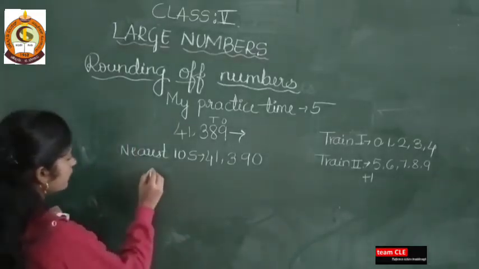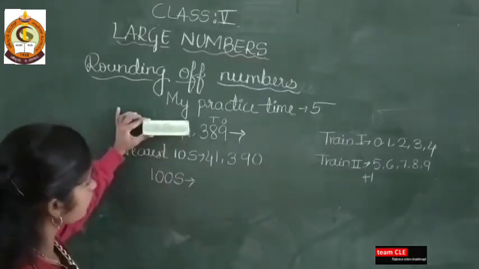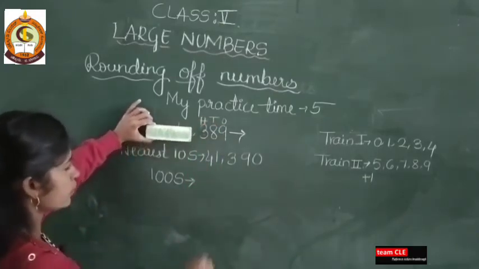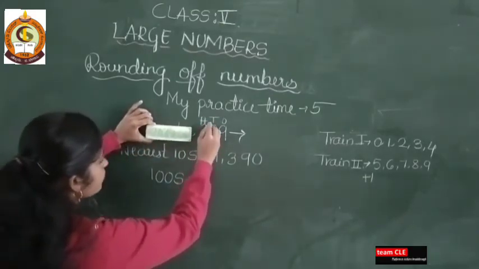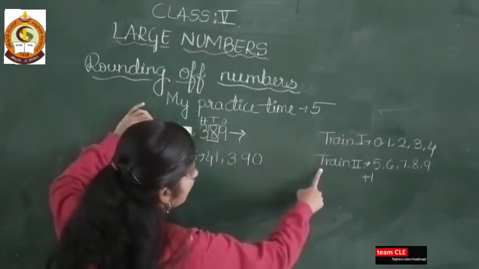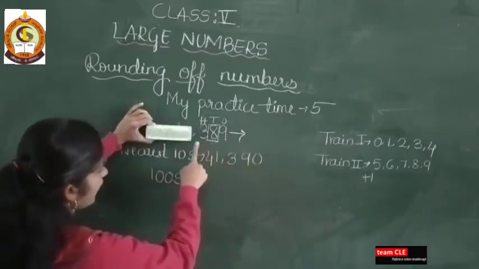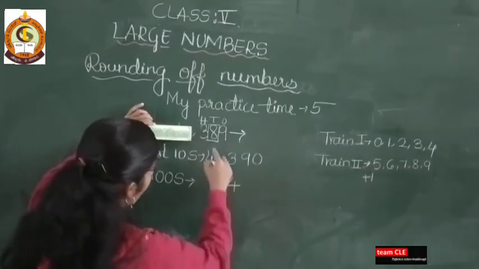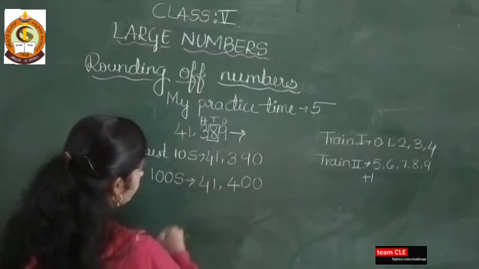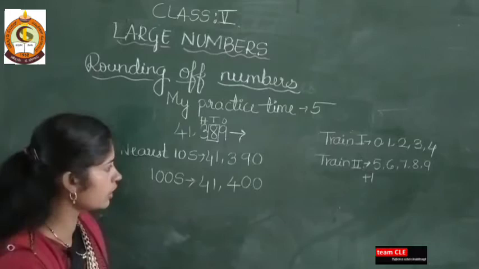Then again, nearest to hundreds. So here you have to see this. If you are rounding off to hundreds, you have to see the tens place. So see, 8 is there, in train number 1 or train number 2? It is in train number 2. Then you have to add 1 here. This becomes 4 and the remaining digits become 0. But you have to write the remaining digits also. 41,400 is the rounded number nearest to hundreds.